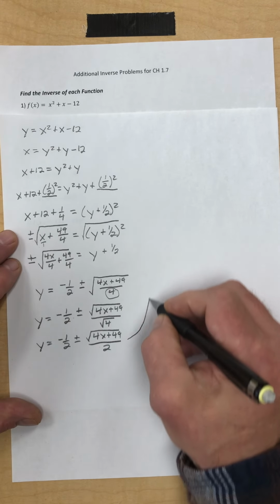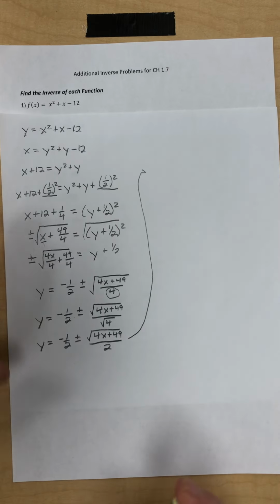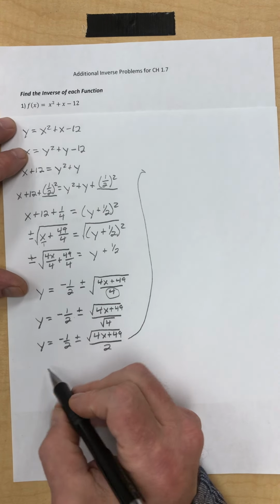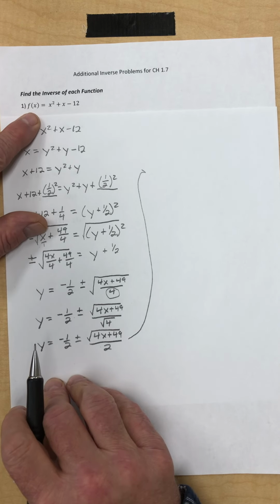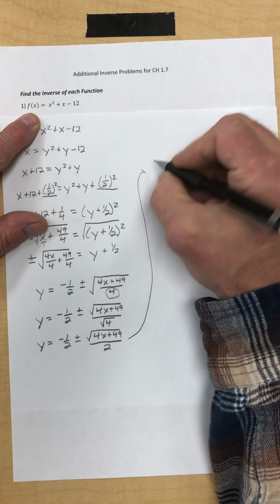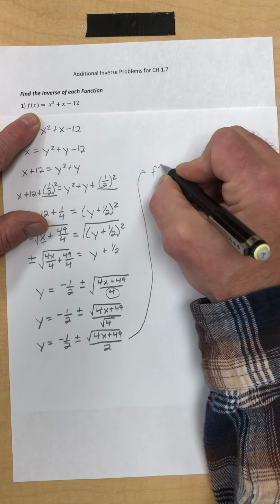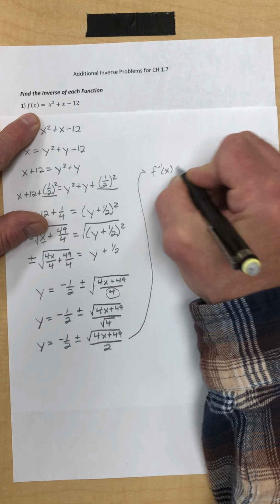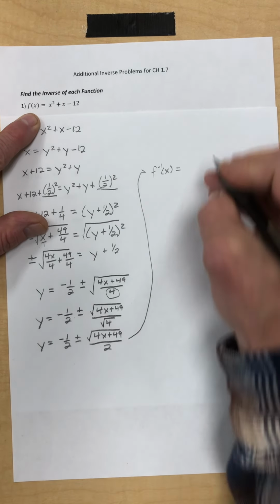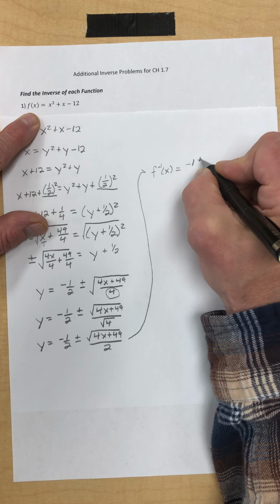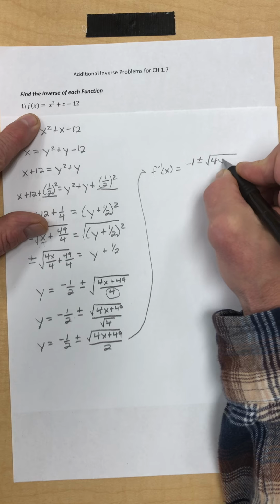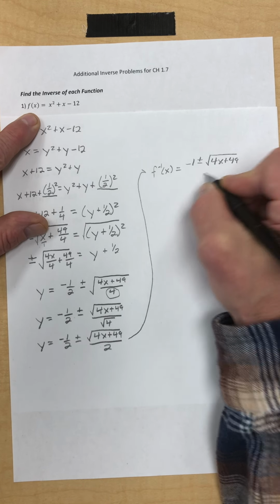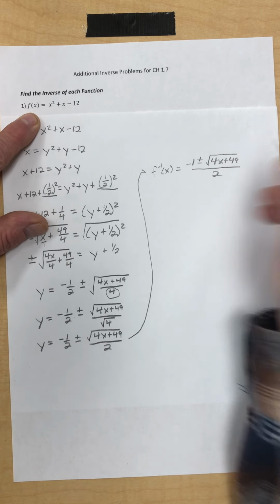And then we just combine that into one fraction. Obviously we want to get out of y equals and go back to function notation, and this is an inverse. So I would say f inverse of x equals negative 1 plus or minus the square root of 4x plus 49 all over 2.